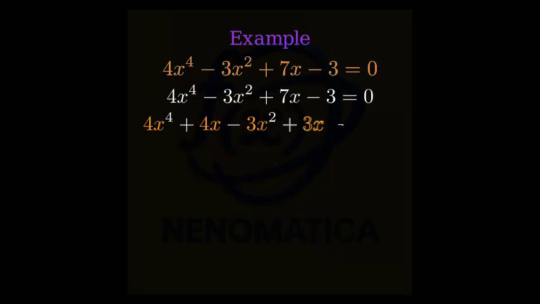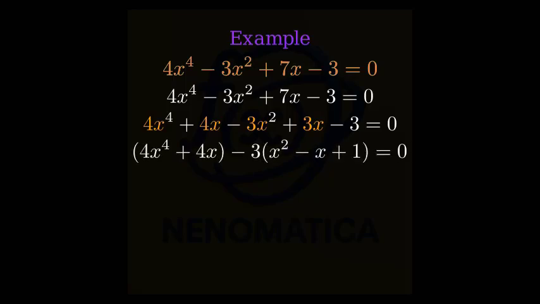Step 2. Add and subtract cleverly to prepare for grouping. We insert plus 4x and plus 3x. The value of the expression does not change. Step 3. Group the first two terms together and the last three with a common factor -3.